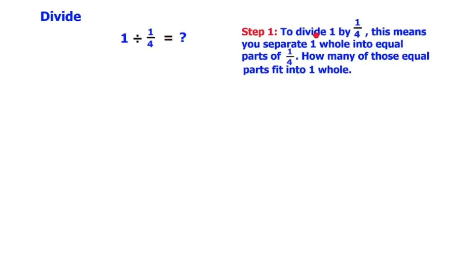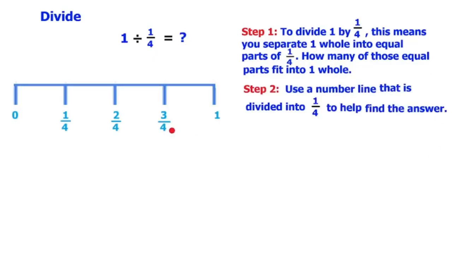So to divide 1 by 1/4, this means you separate one whole into equal parts of a quarter. So you would cut up one whole into quarters. And how many of those equal parts fit into one whole? So here is the one whole, and here it is cut up into equal parts of a quarter. Okay? So use a number line that is divided into quarters to help find the answer.